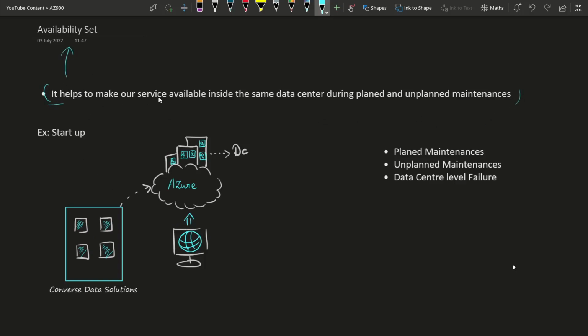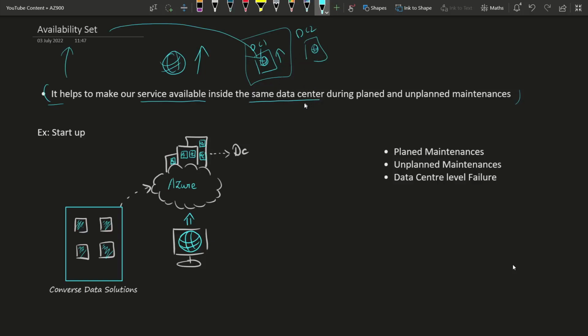So I will tell once again, availability set is one of the options to make our service available. This is our service, it always makes our service available inside the same data center only. It does not help us to protect our service between multiple data centers. This is data center 1 and this is data center 2, assume that. So it always helps us to protect our service at the data center level only. It is not between multiple data centers.